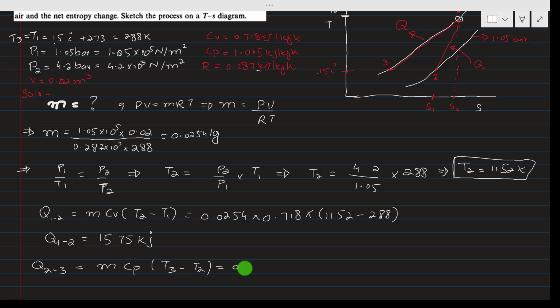This mass is 0.0254 multiplied by 1.005. I'm just adding the values, that is 288 minus 1152. So the final value you will get for the heat rejected from process 2 to 3 is equal to minus 22.05 kilojoule.